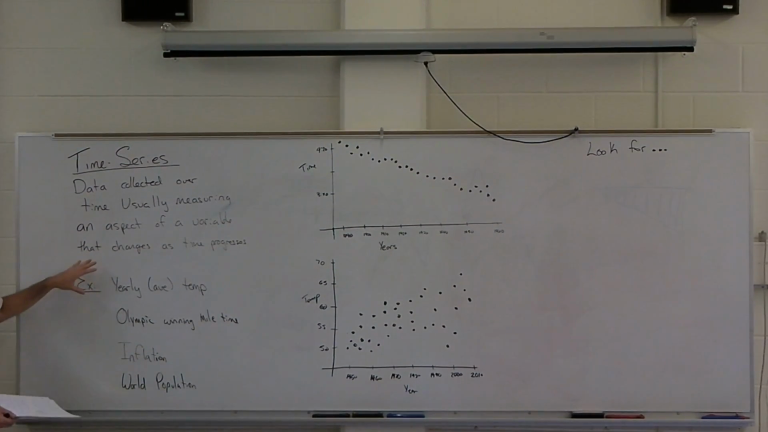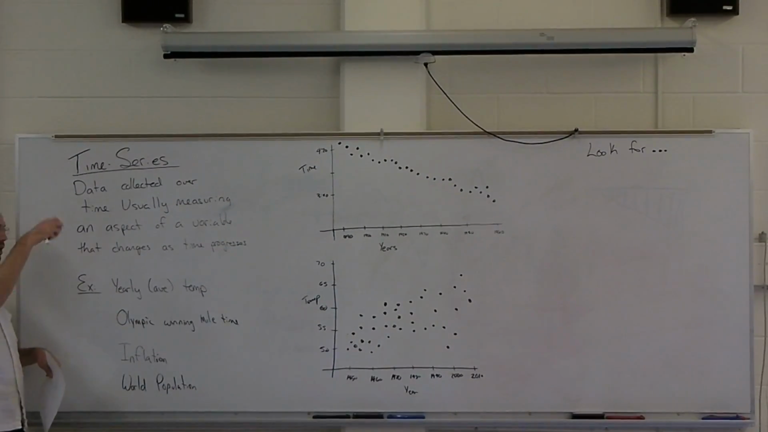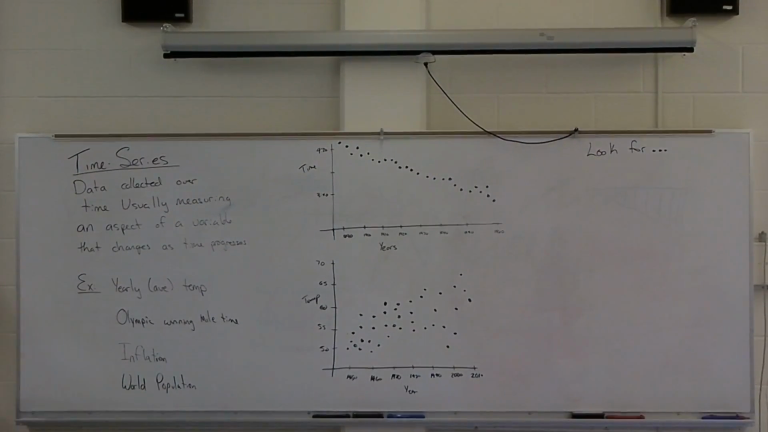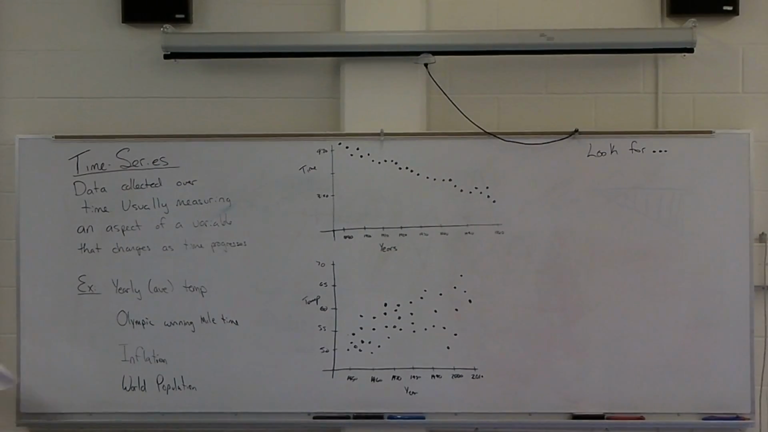Some examples of things like that you'll see are things like average yearly temperature. If you were to measure the average yearly temperature in a specific location, what you'll notice is that as time progresses, that average yearly temperature is going to fluctuate. Other things you can do in the same vein are looking at the Olympic winning time in the mile, inflation, and world populations. These are all things that you can display using a time series graph.